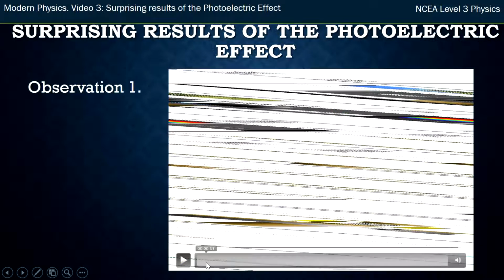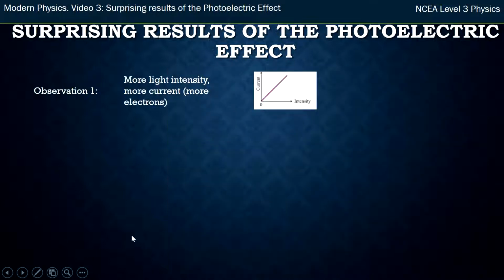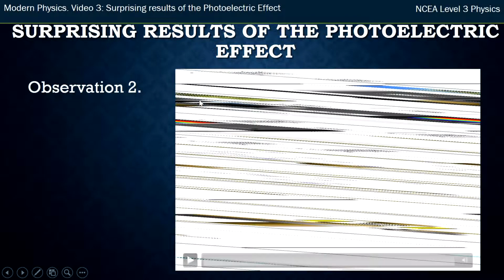So observation 1. What we do is we change the intensity, so the brightness, and we see that more electrons come out. The current increases. We keep changing that intensity, keep making it brighter and brighter and brighter, and we get more and more current, and we get a nice linear graph there. More current, more intensity, which means more electrons. So more light intensity was more current. That kind of makes sense, right?